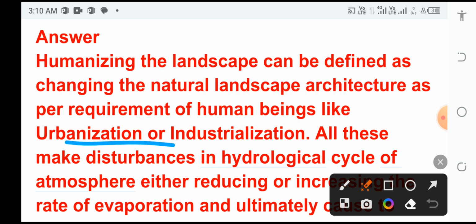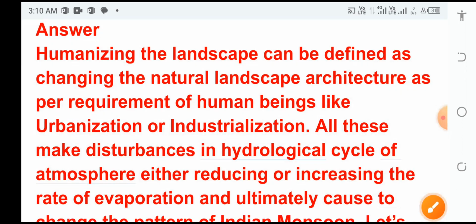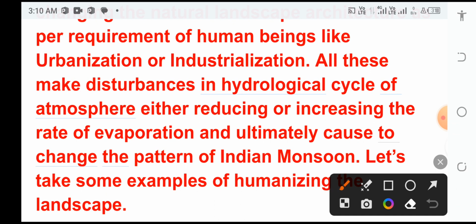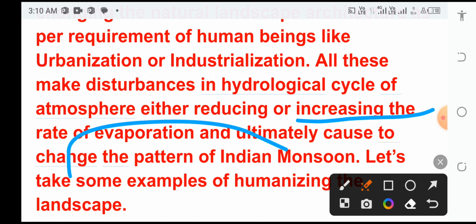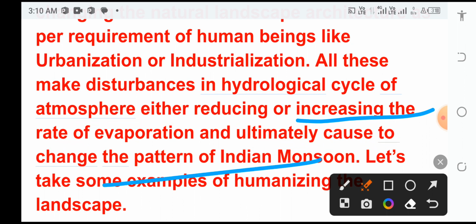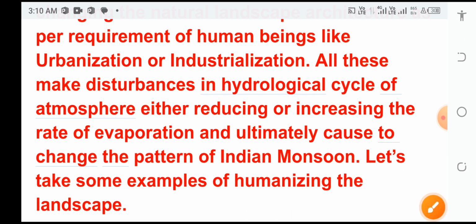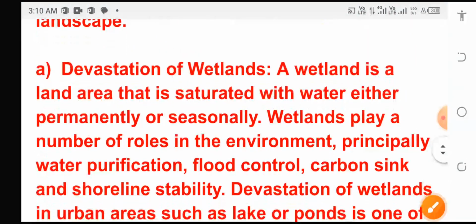like urbanization or industrialization. All these disturb the hydrological cycle of the atmosphere, either reducing or increasing the rate of evaporation, which ultimately changes the pattern of the Indian monsoon. And let's take some examples of humanizing the landscape.